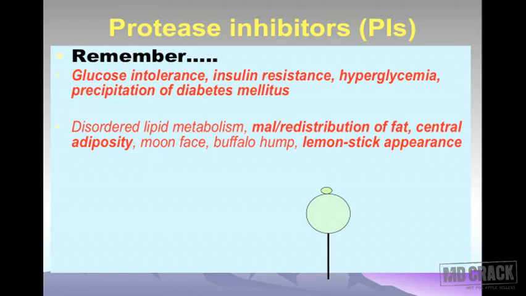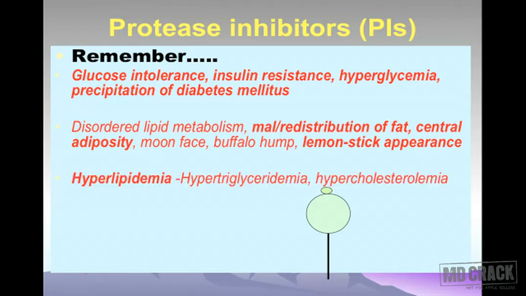That's moon face, buffalo hump. I hope you remember all this. And you see on this slide, I've drawn a small picture for you, and it's called lemon stick appearance. The fat is getting deposited in the center of the body. That's called lemon stick appearance. Next disorder of lipid metabolism could be hyperlipidemia, and this could be hypertriglyceridemia, or it could be the increase in the total serum cholesterol. That's hypercholesterolemia. So we heard two bad things about protease inhibitors as far as our patient is concerned.